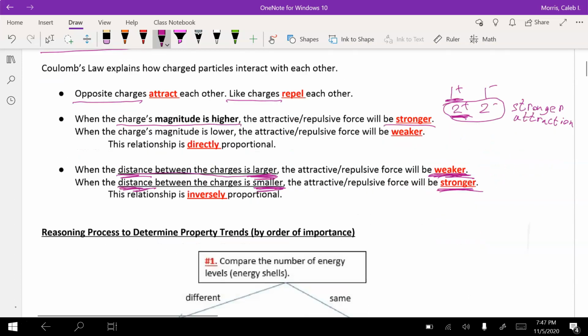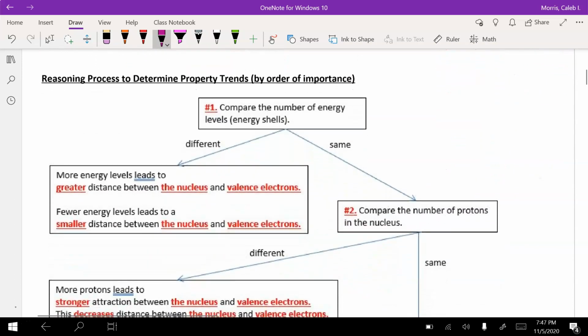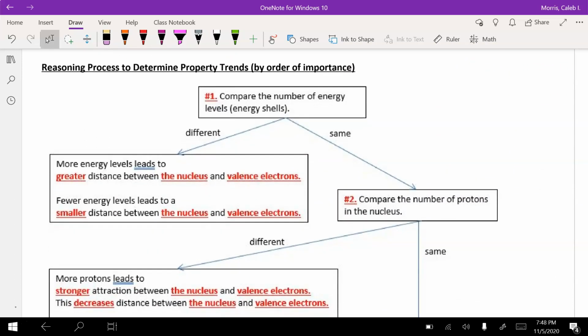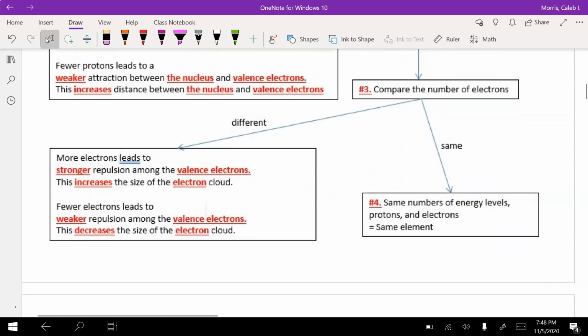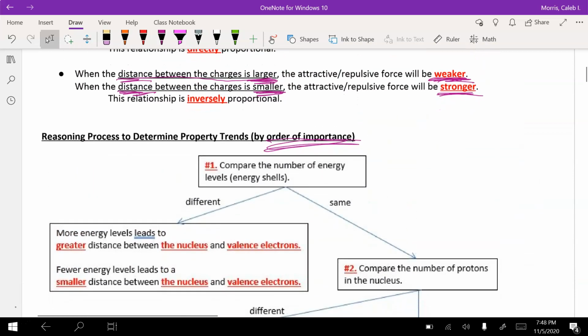So we're going to look at the reasoning process for how to determine the periodic trends, and it's going to basically focus on those concepts we just now talked about. Here's our reasoning process in order of importance. So I've got these numbered for a reason. All right, we've got number 1, number 2, number 3, and number 4. It's because if number 1 is different, we don't even think about number 2. All we talk about is the first difference.